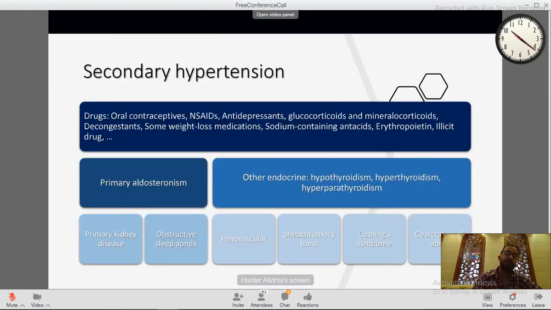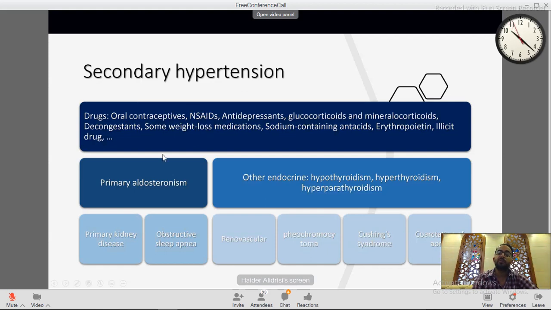What about secondary hypertension? Secondary hypertension is blood pressure that is high due to the presence of an underlying cause. And if you treat this underlying cause, you will treat the hypertension. This is the list of causes associated with secondary hypertension. The drugs, these drugs commonly used in clinical practice: oral contraceptive pills, especially the steroid-containing contraceptive pills, are a cause of increased blood pressure.